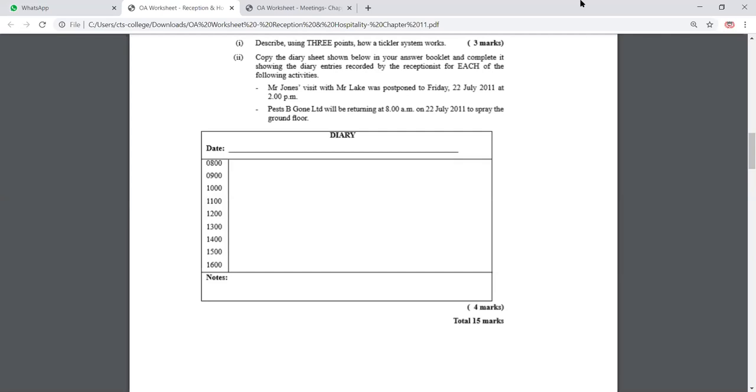We don't have to put the date. Remember, the diary has the date on the top. I'm asking you, we already have the date. We already have the time. What note goes on there now?